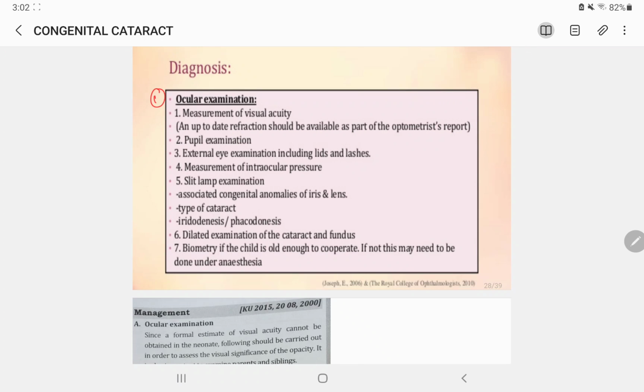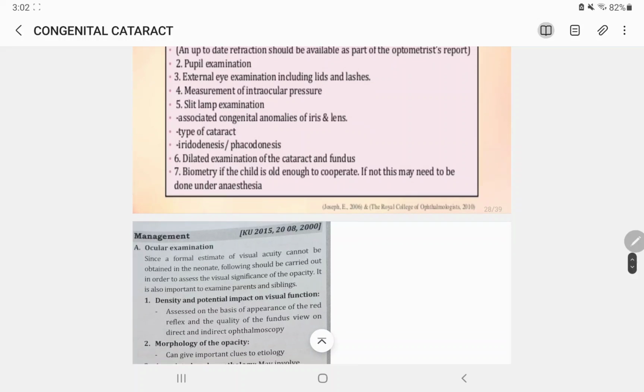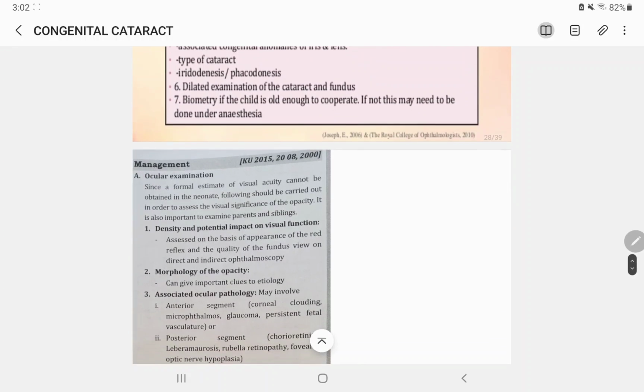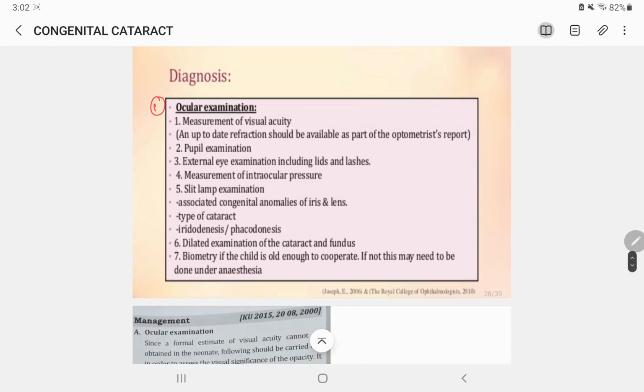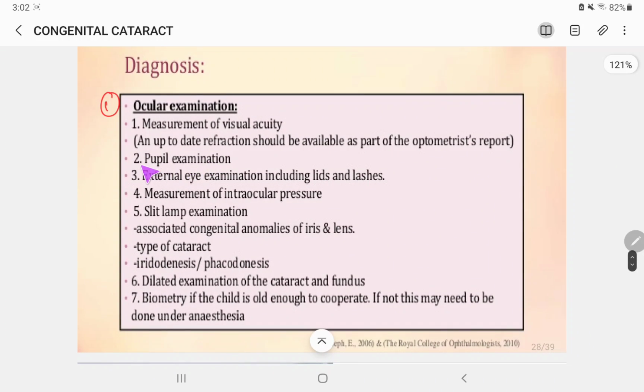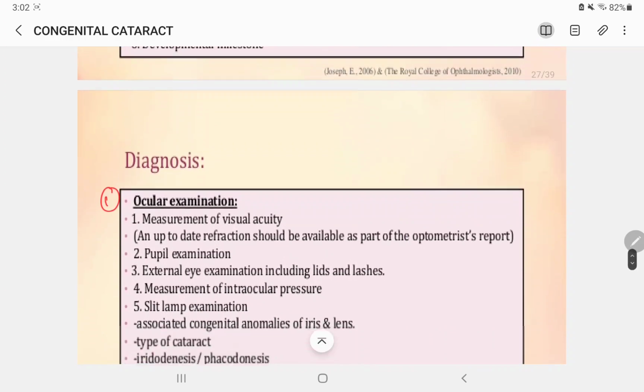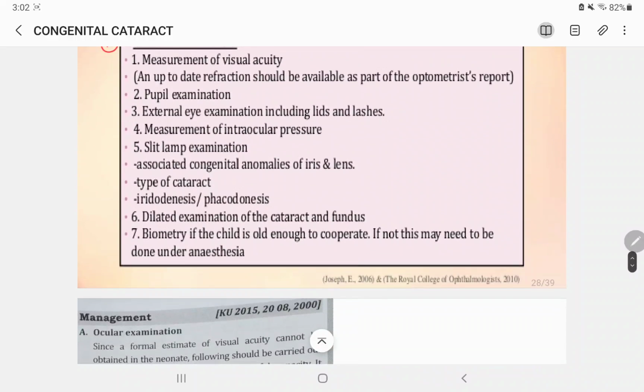So when you enter the OPD, the optometrist will perform the measurement of the visual acuity. Okay, let's first discuss this. Then pupil examination, and then external eye examination, including the lids and the lashes. And then the IOP, intraocular pressure, should also be measured.